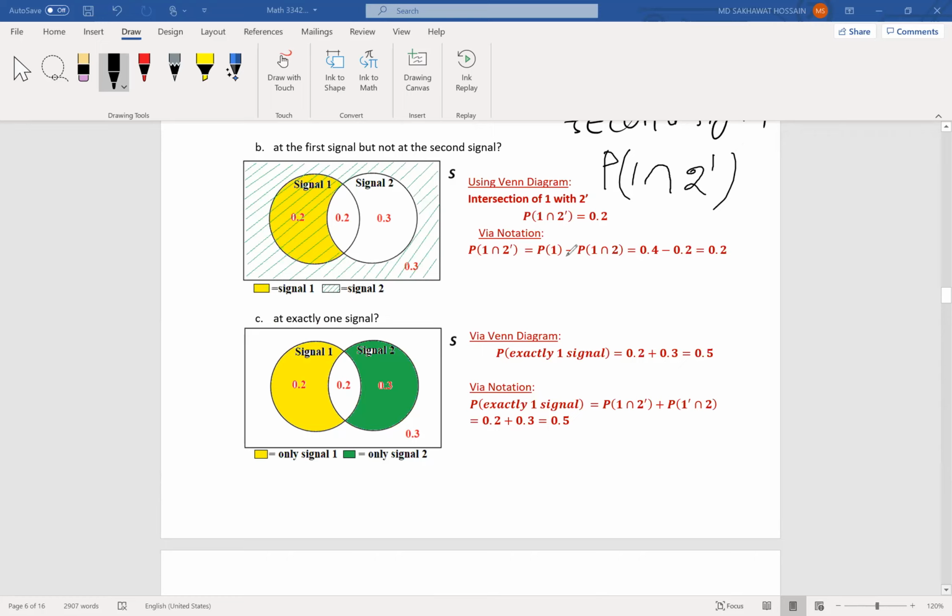Now we have to find this probability, and we know the formula. So 1 intersection 2 complement is the probability of 1 minus the intersection of these two events, so 1 intersection 2. So this is equal to 0.4 minus 0.2. So it will be 0.2.